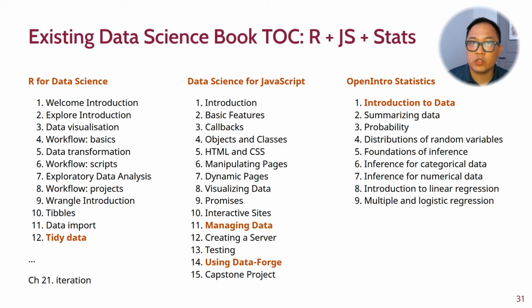In the Data Science for JavaScript book, you can see that the actual use of data is towards the end of the book, and then the beginning of the book revolves around manipulating web objects, which is what JavaScript is made for. The Open Intro Statistics book does focus on data as its first chapter, but then it ends up mainly focusing around data types and how data works for statistics, and not how data works and how you can manipulate and tidy data if you're given a messy data set.